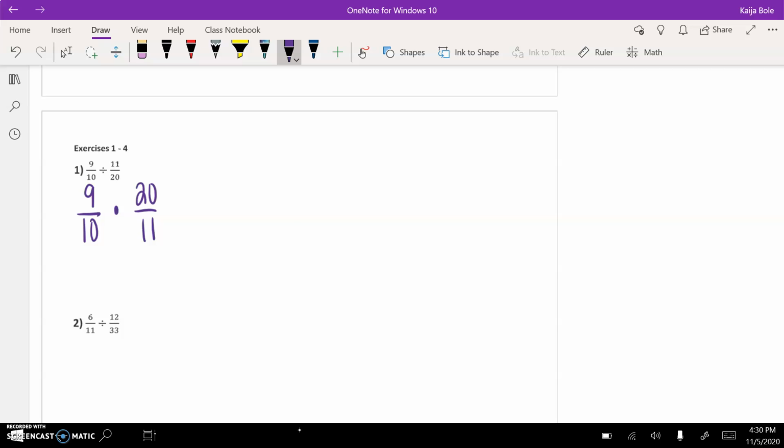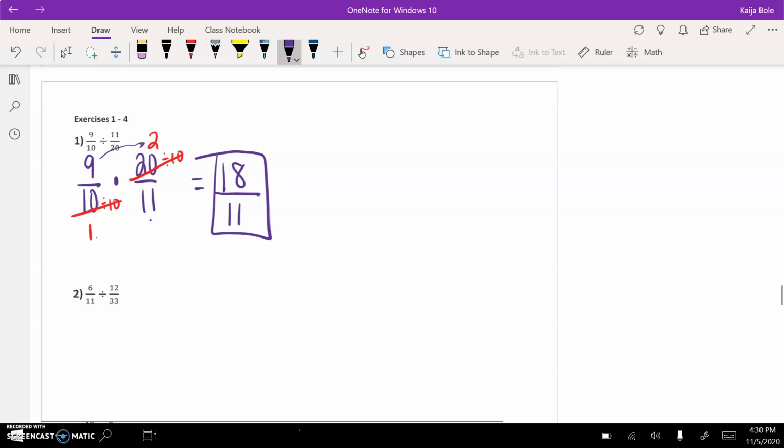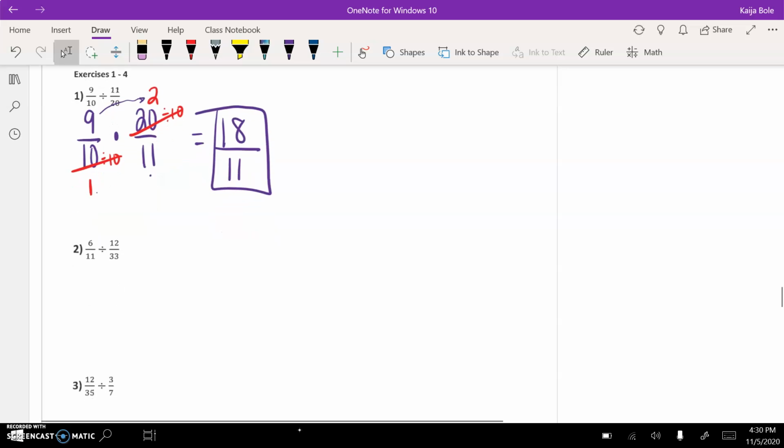So I can cross divide with the 10 and the 20. I can divide both of these by 10. So 20 divided by 10 is 2. 10 divided by 10 is 1. So 9 times 2. I can't do anything with the 9 and 11. So 9 times the 2 would be 18 over 1 times 11 is 11. Okay, that was much better than doing 10 times 11.